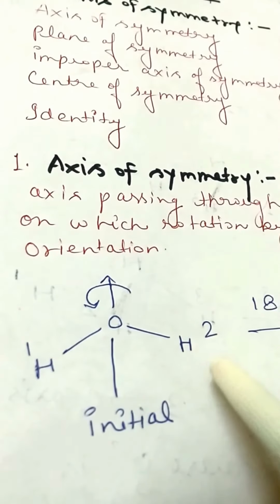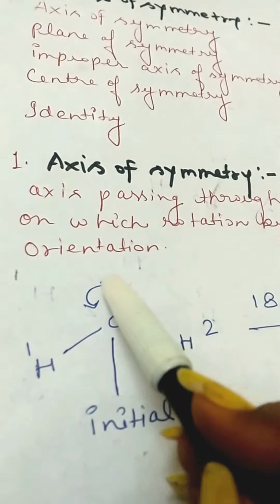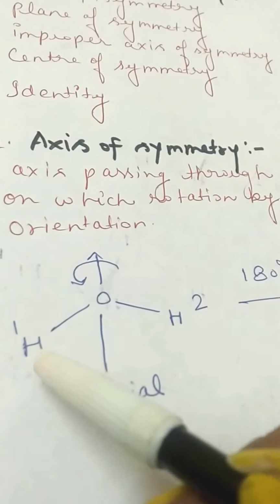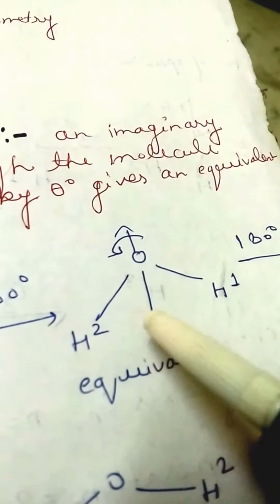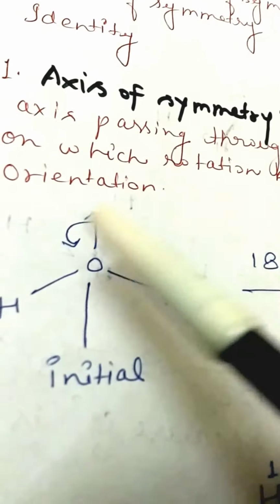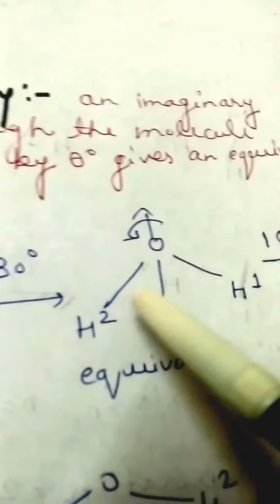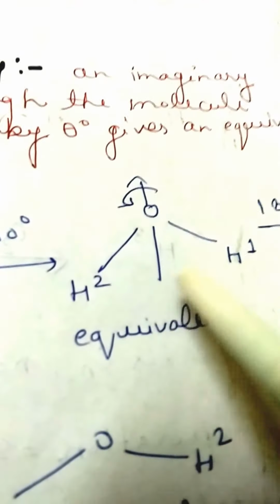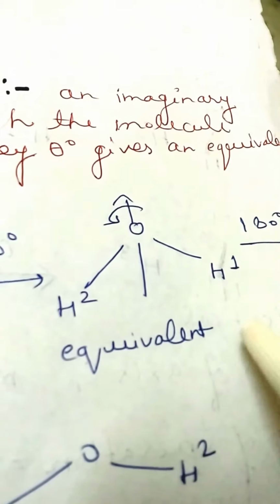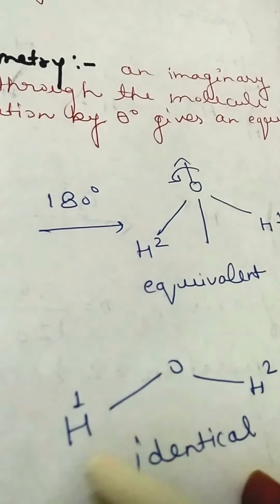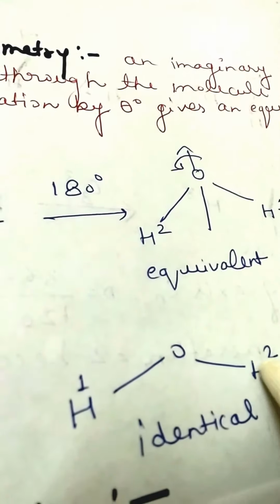When we rotate it by 180 degrees, this hydrogen will go to that side and this hydrogen will go to the other side. So we get this position, where one hydrogen is on this side and the other is on this side. This stage is called the equivalent stage. Then we rotate it again by 180 degrees and we get this hydrogen on this side and hydrogen 2 on that side.